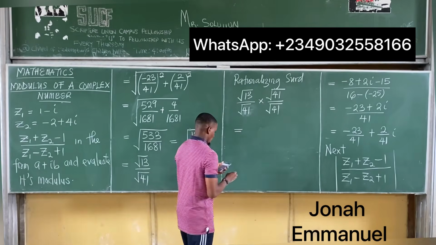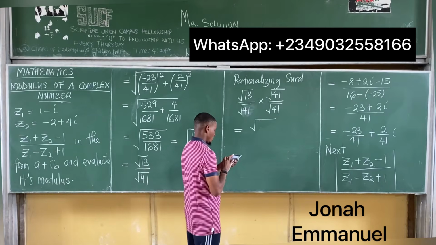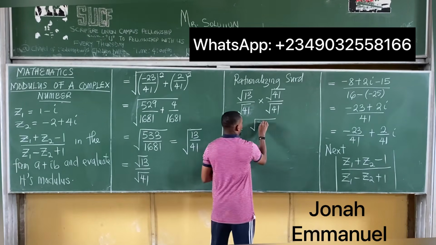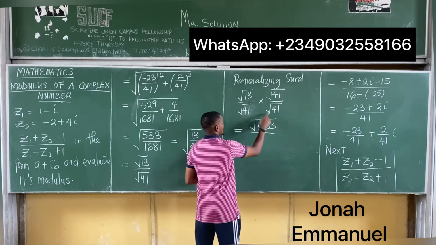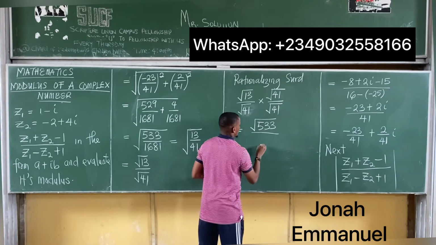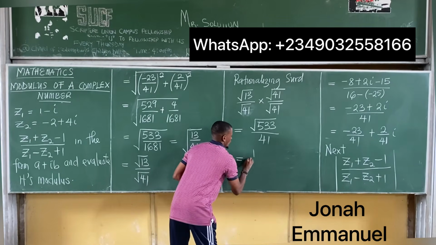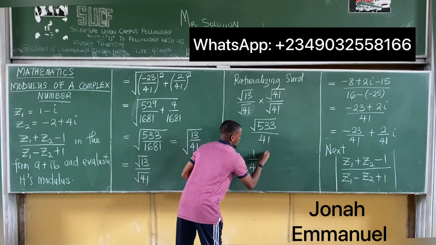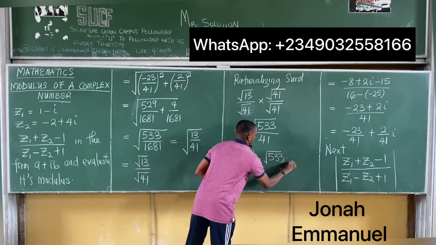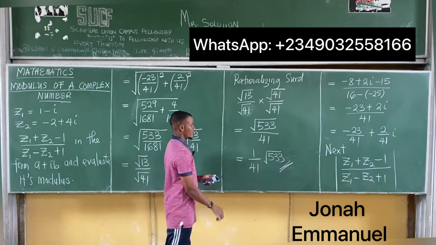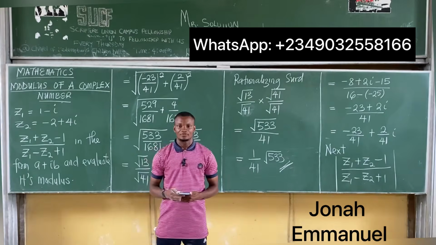That's equal to root 13 times 41, which is 533, all over root 41 times root 41, which gives you 41. Hence, my answer is equal to 1 over 41 root 533. These two are the same thing. All right. So this is how we solve this question.